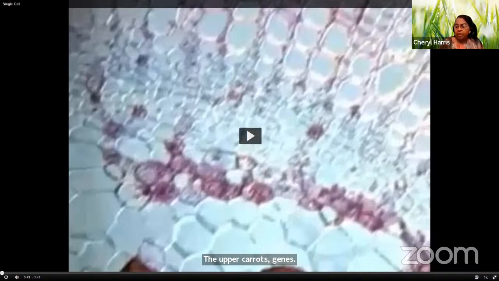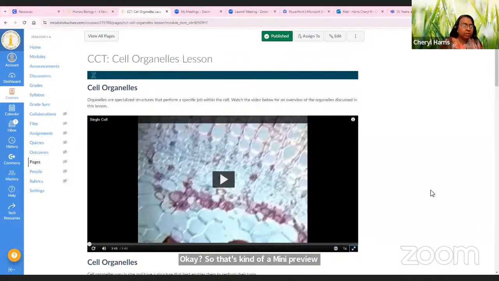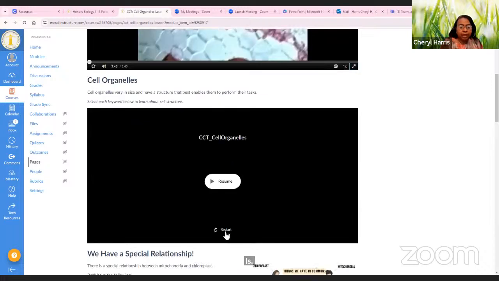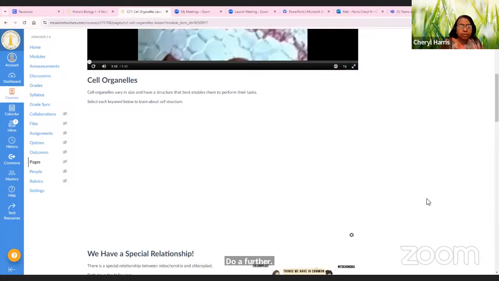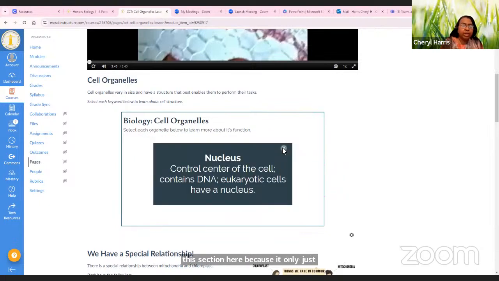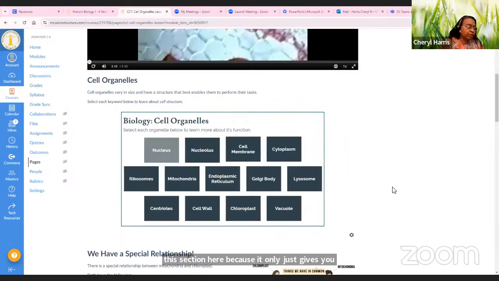Okay, so that's kind of a mini preview of what microscopic cells look like and what organelles look like. So what we're going to do is take a further look at organelles. They have a section here, but instead of doing this section, because it only gives you definitions, this is where we're going to look at our Cells Alive.